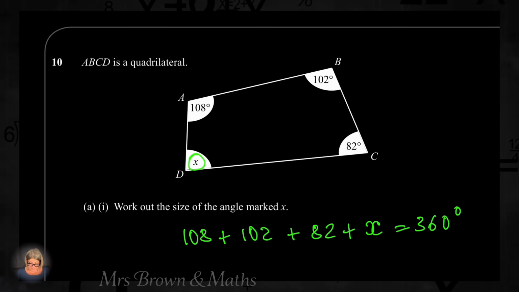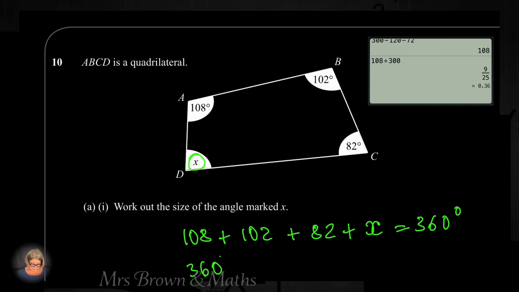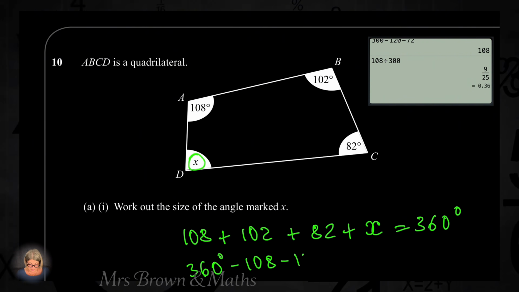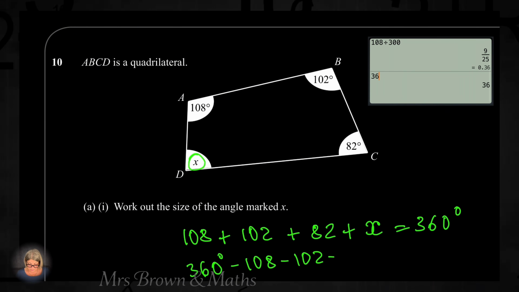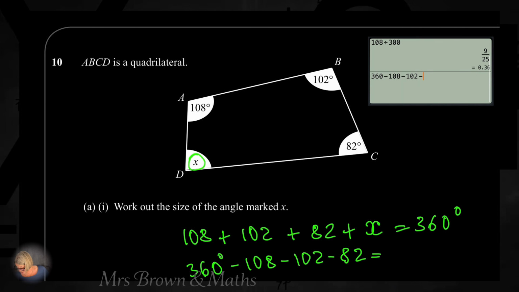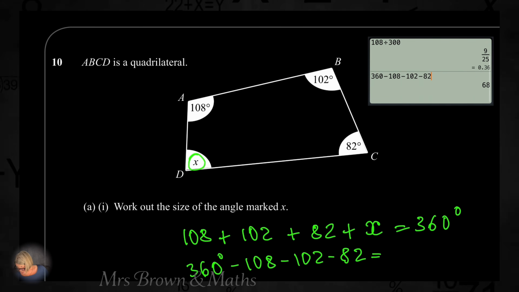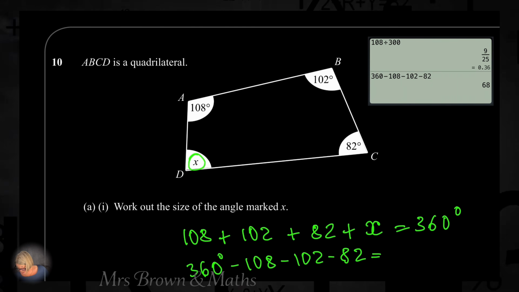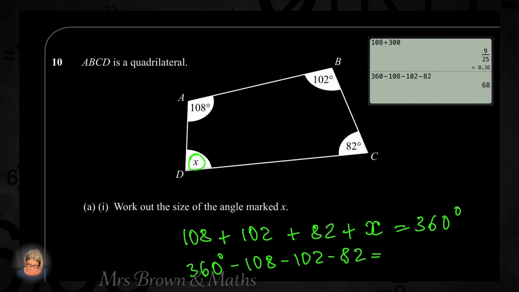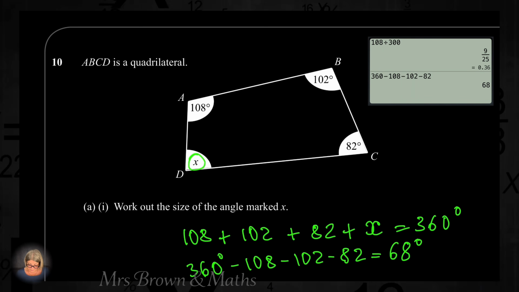So if we take away from 360, take away 108, 102, and 82, we will get, use your calculator, so 360, take away 108, take away 102, and take away 82. So the answer is 68 degrees. Right, put it here.